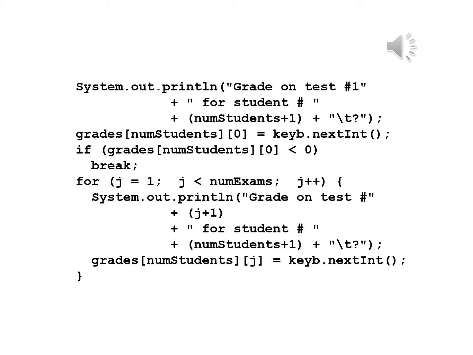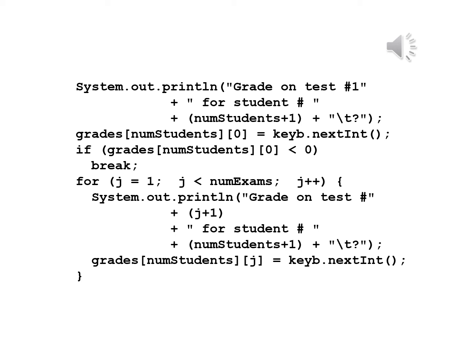The first thing that we do is we prompt the user by writing System.out.println, "Grade on test number 1 for student number", and here you'll see we have numStudents plus 1 in parentheses, so that we will not print the number numStudents and then afterwards a 1. And then lastly a tab. grades[numStudents][0] equals keyboard.nextInt reads in that first grade. If it is less than 0, we will break out of the loop right now.